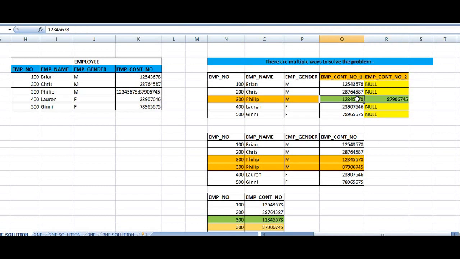Now I can say that Philip is having multiple phone numbers, and I am accommodating them as a single value in each attribute's domain. But it has some serious drawbacks also, and I think you have already got that. If you see the highlighted rows, I had to populate these with null because I do not have any information on whether Brian, Chris, Lauren or Ginny has a secondary contact number or not. Because it is not updated yet, I have to populate it with null.